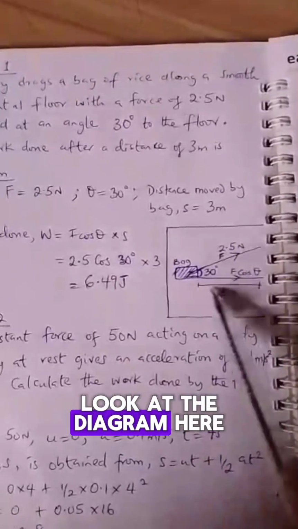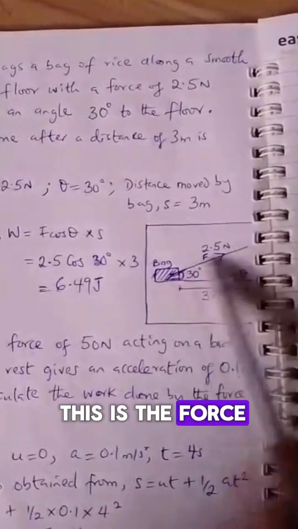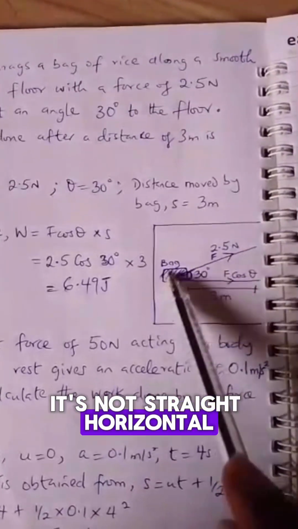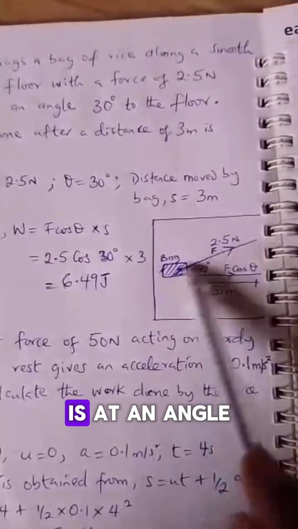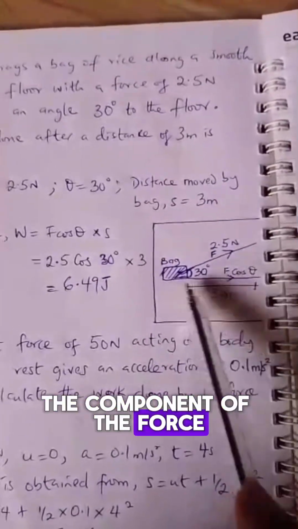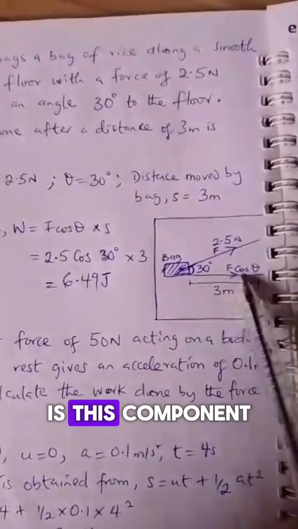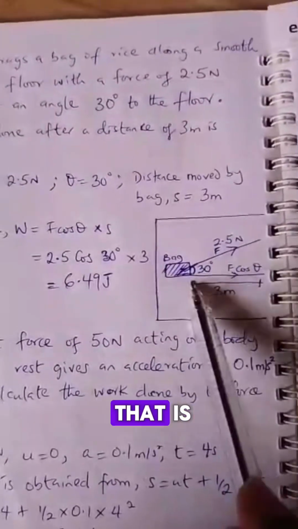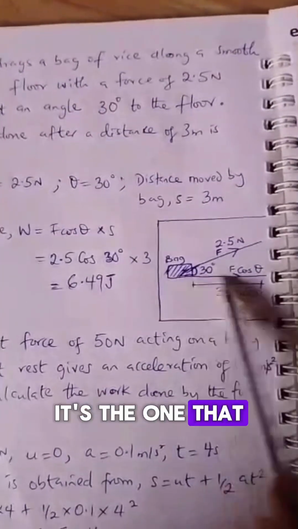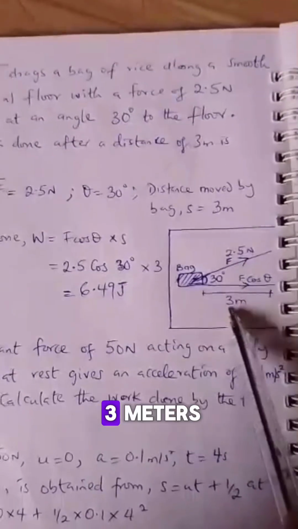You can look at the diagram here. This is our bag of rice, and this is the force. The force that the boy applies is at an angle. It's not straight horizontal or straight vertical. So it's at an angle of 30 degrees to the floor. The component of the force we're interested in is this component because it's the one that is applicable to the bag. It's the one that drags the bag along the horizontal distance of 3 meters.